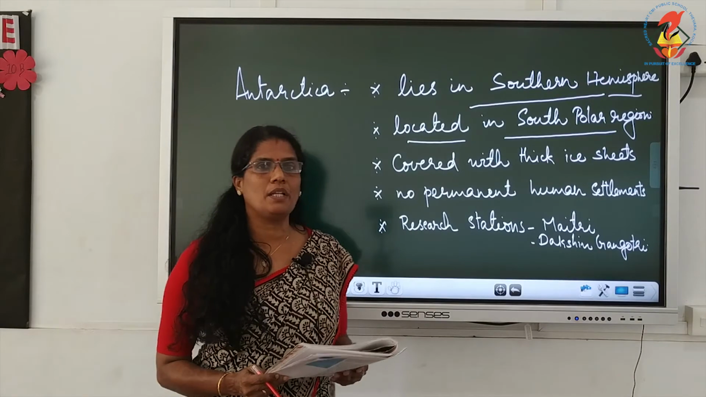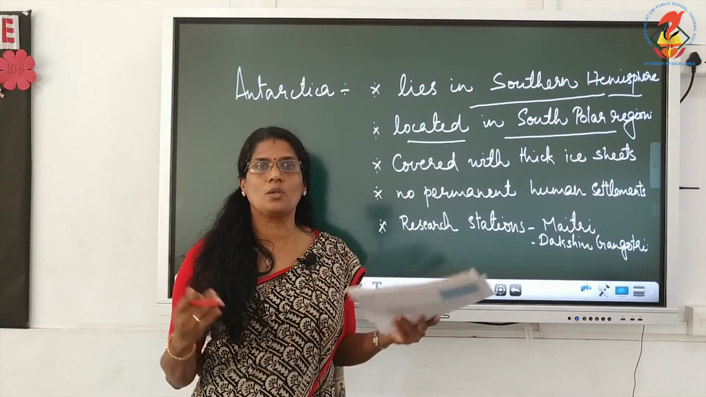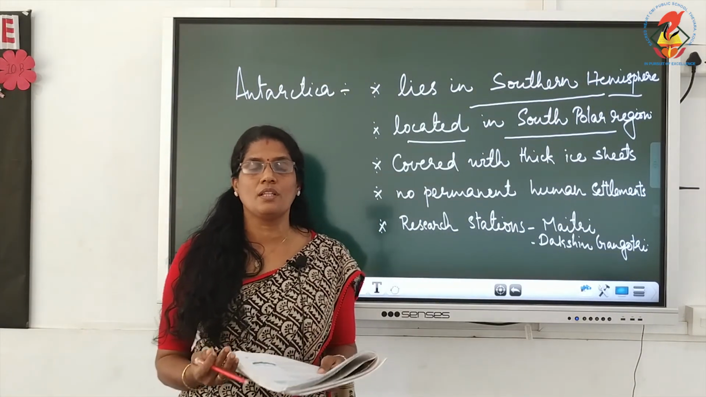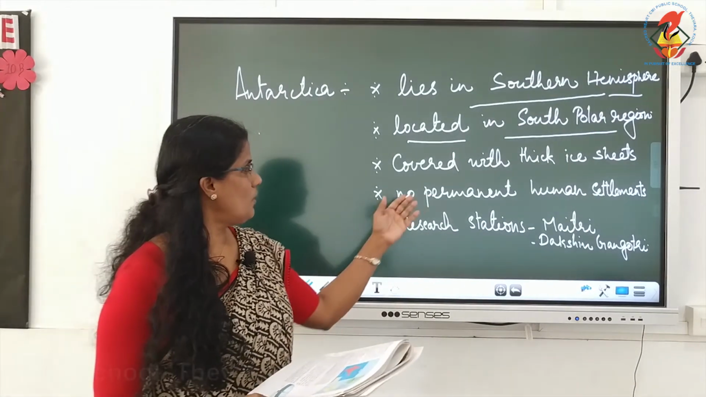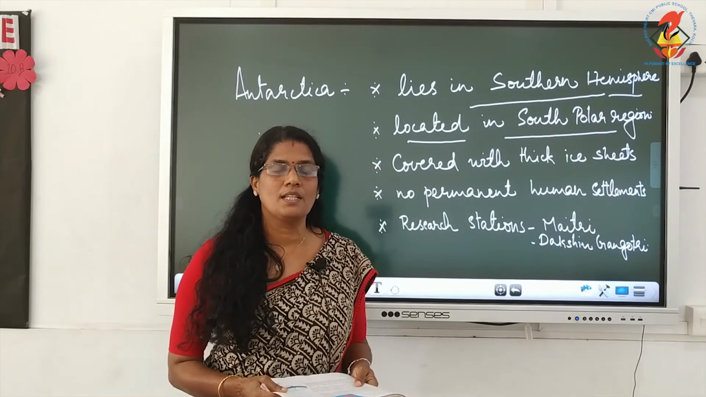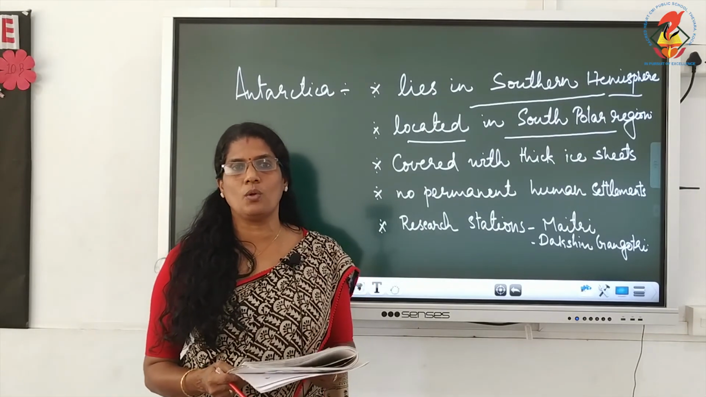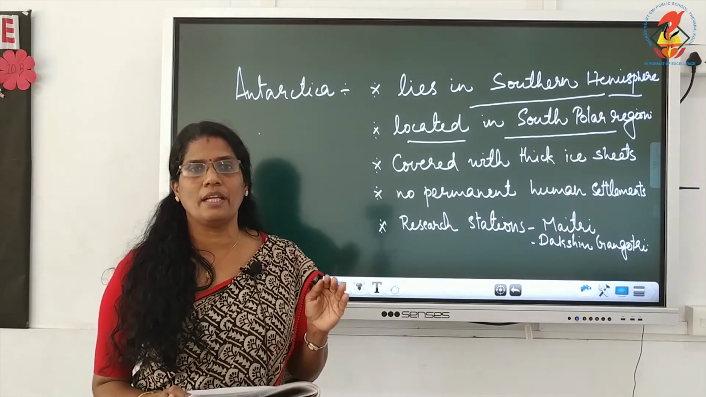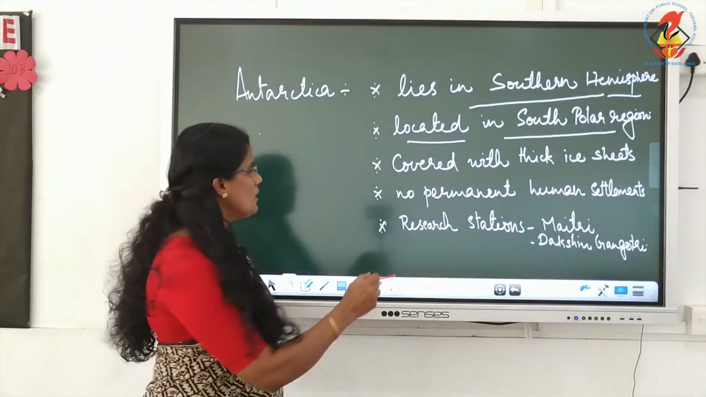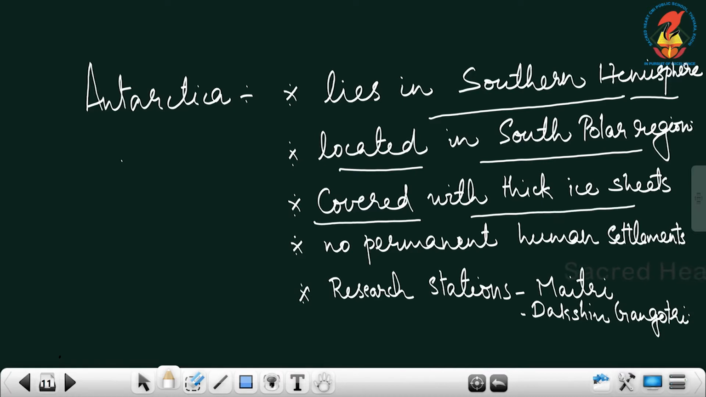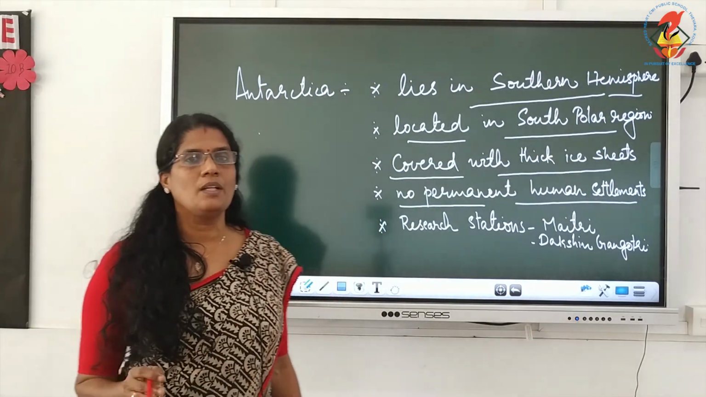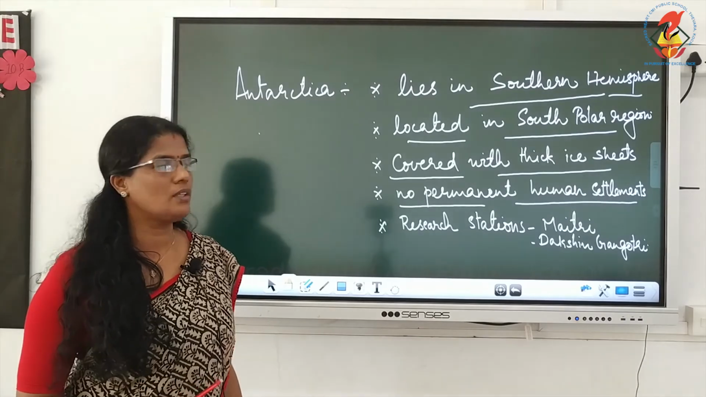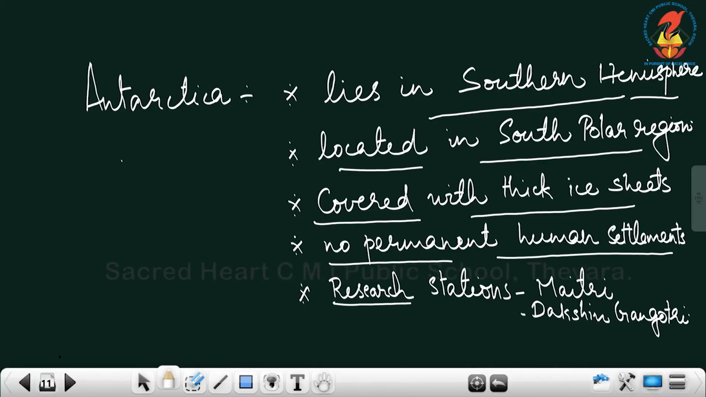There are no permanent human settlements. Why? Because there is only ice you can find in this region, so you can't cultivate anything. People can't live there at all. That is why there are no permanent human settlements. Researchers mainly go there and have their research stations there. That means people are not living there permanently; only researchers go to this region.